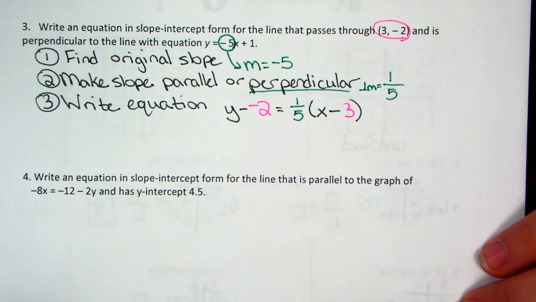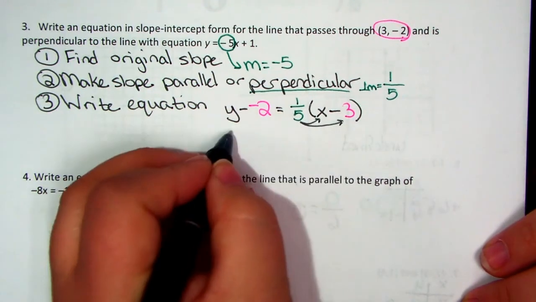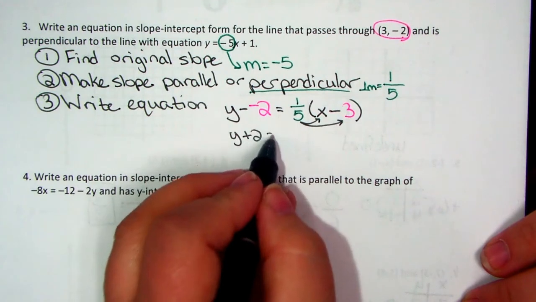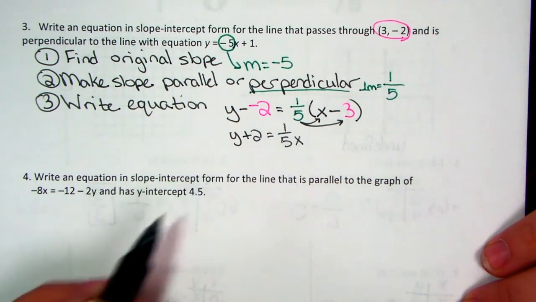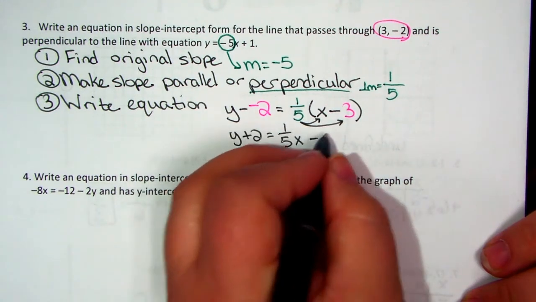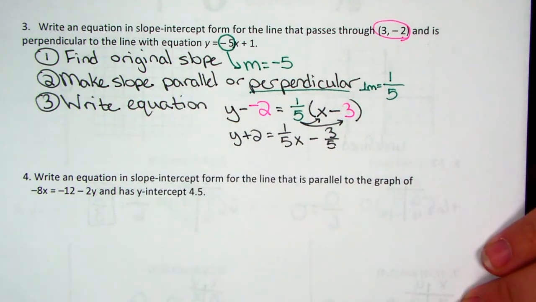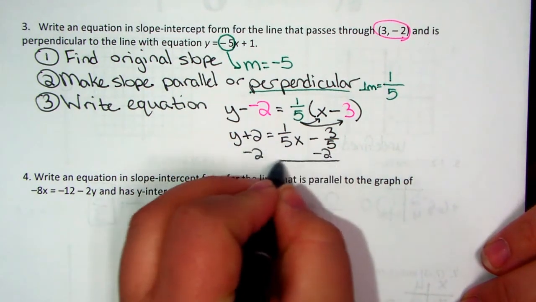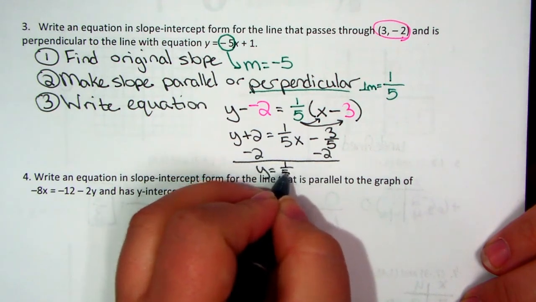Distribute that 1/5 to both. And I have y plus 2, because remember minus a negative, equals 1/5 x minus 3/5. Then we have to subtract 2 from both sides. Don't go panic on me yet because we have fractions.